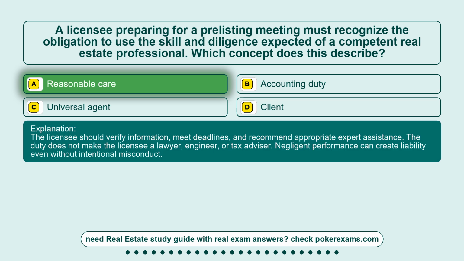The licensee should verify information, meet deadlines, and recommend appropriate expert assistance. The duty does not make the licensee a lawyer, engineer, or tax advisor. Negligent performance can create liability even without intentional misconduct.